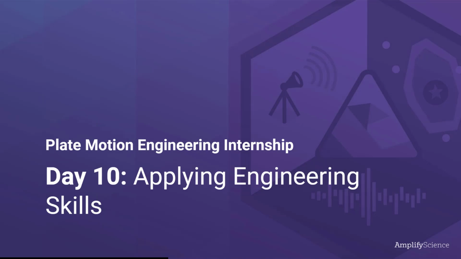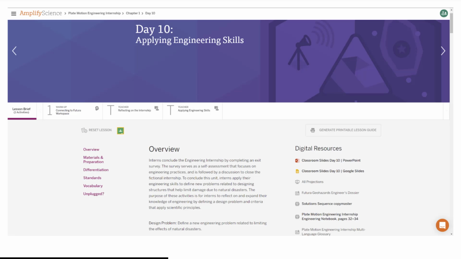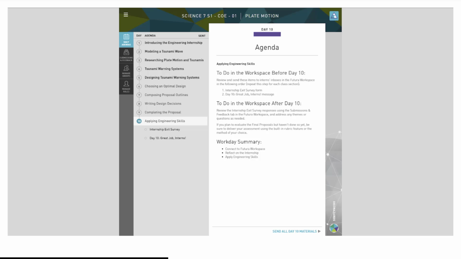Plate Motion Engineering Internship, Day 10, Applying Engineering Skills. A reminder that you can access your digital resources in the lesson brief of every lesson. Even though activities are available in Amplify Lessons, you will be working in the Futura workspace. You can find the Futura workspace in your Amplify main menu.